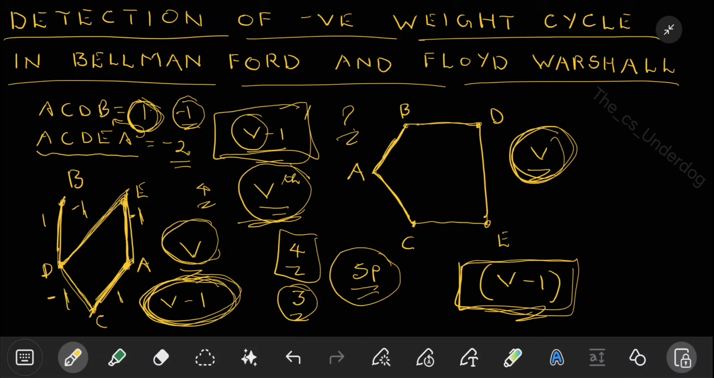Now if I keep taking this cycle again and again and again, my shortest path length is going to decrease and decrease and decrease. This will keep on decreasing. That is why you will never be able to find the shortest path if a negative weight cycle is present. So here Bellman Ford is using this logic in order to detect a negative weight cycle.